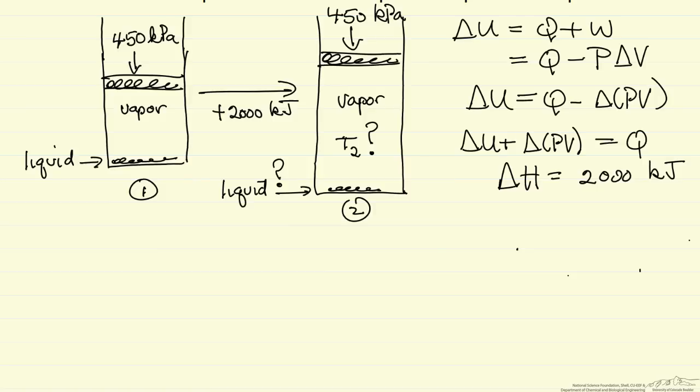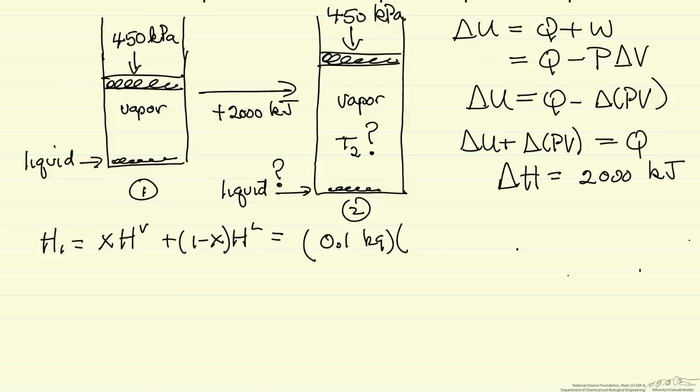So initially, I called this state 1, H1. It's a mixture of liquid and vapor, so I'm going to take the quality times the enthalpy of the vapor plus 1 minus the quality times the enthalpy of the liquid. That would give me the enthalpy per kilogram. Problem says we have 1/10 of a kilogram of vapor. And then the enthalpy of the vapor, I'm going to look up in the saturation tables at 450 kilopascals.